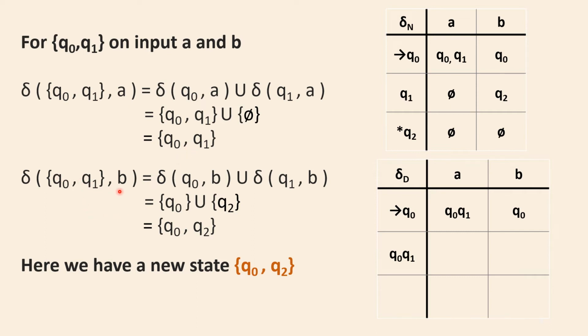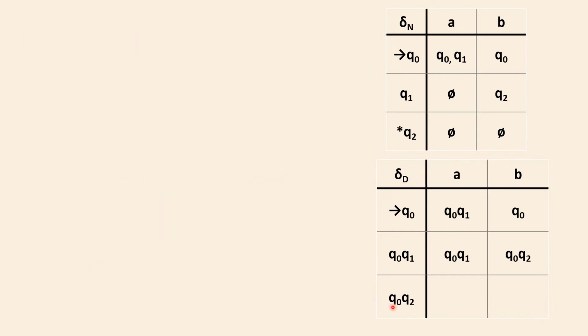Here Q0 Q1 on input B is giving me Q0 Q2, whereas Q0 Q2 is a new state. Here we don't have Q0 Q2 anywhere, therefore Q0 Q2 is a new state. So let us fill the table. Q0 Q1 on input A gave Q0 Q1 itself. Again Q0 Q1 on input B gave Q0 Q2. So therefore Q0 Q2 is a new state. We will write this here. So here we have our new state Q0 Q2.